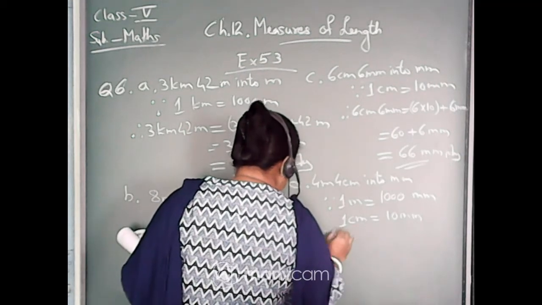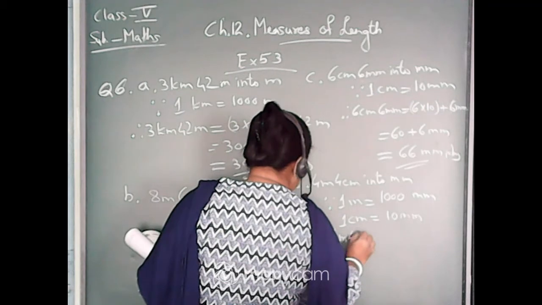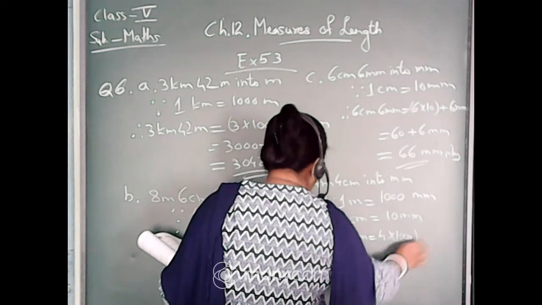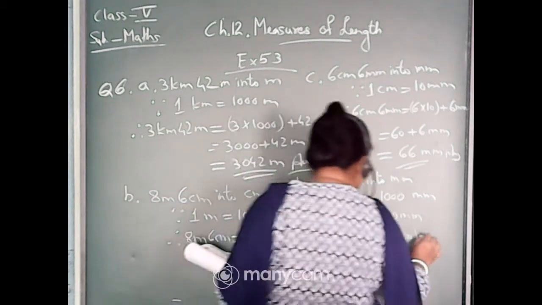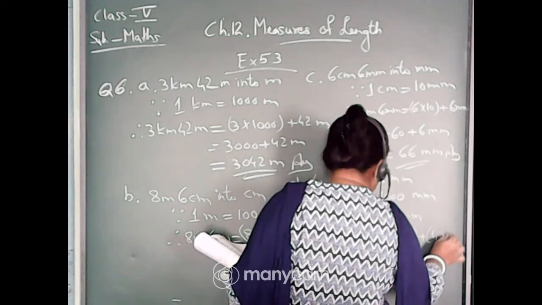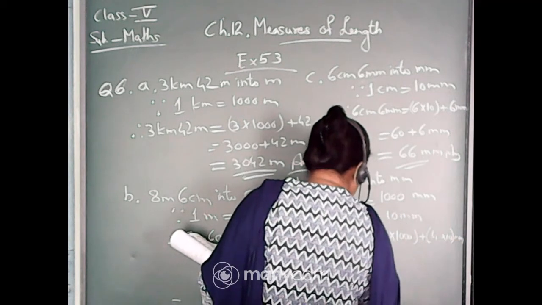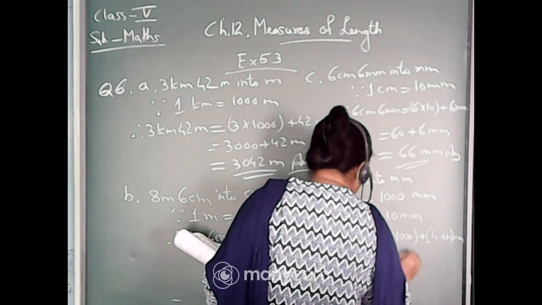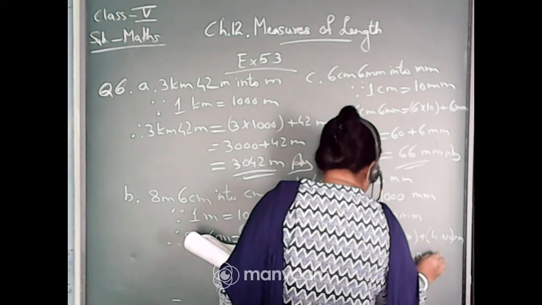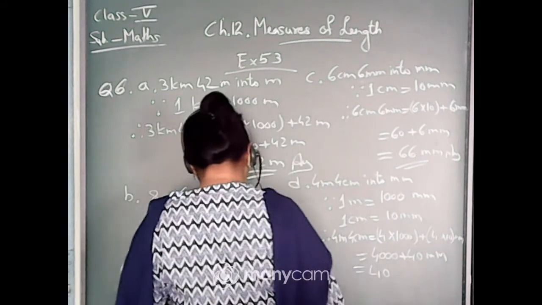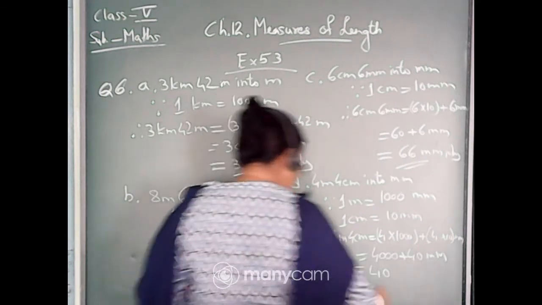Therefore 4 meter 4 centimeter is equal to 4 into 1000 plus 4 into 10, and the unit will be millimeter. That means 4000 plus 40 millimeter. So after adding we are getting 4040 millimeter as the answer.